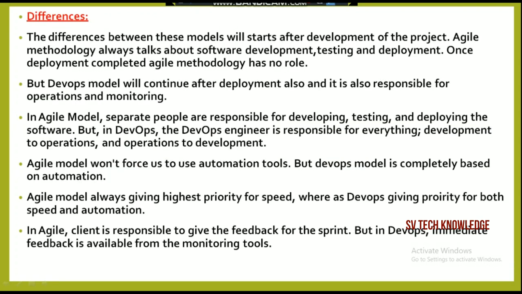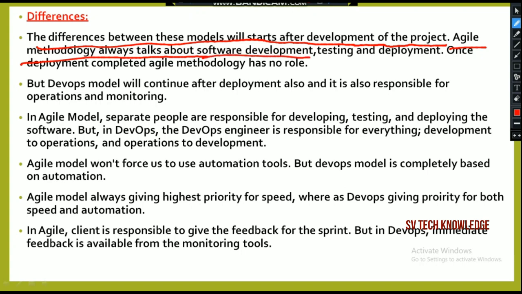Coming to the differences, as I said, both are not the same, so we have many differences. The differences between these models start after development of the project. Agile methodology always talks about software development, testing and deployment. Once development is completed, Agile methodology has no role. But the DevOps model will continue after development also.